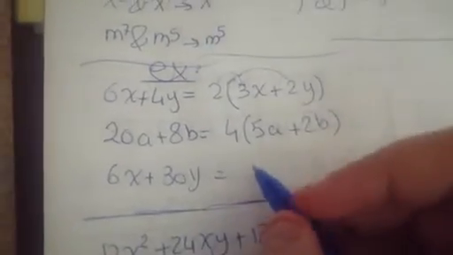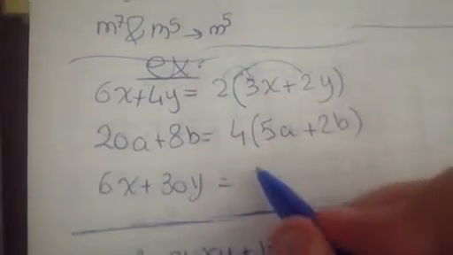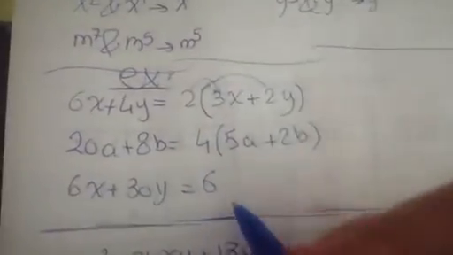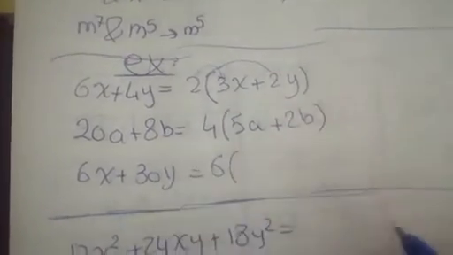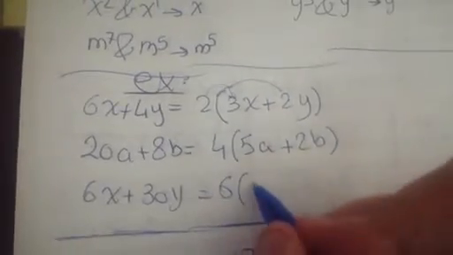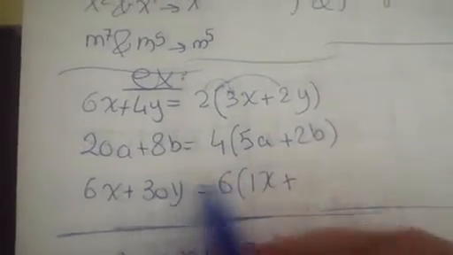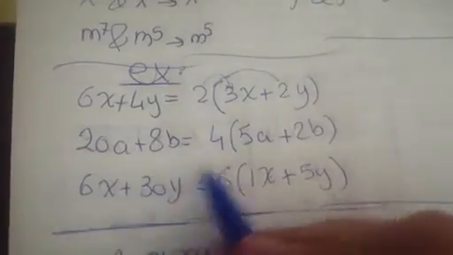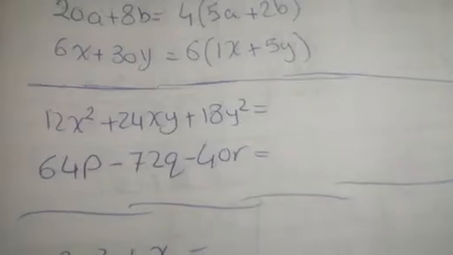The last one, 6x plus 30y. What can we take common between 6 and 30? Only 6. Maybe 3, but 6 is faster. Maybe 2 also. Can we take anything common between x and y? No, nothing, so open a bracket. Divide both by 6. So 6 divided by 6 is 1x or x, without the 1, plus 30 divided by 6 is 5y. If you're going to expand 6 by 1, 6x, 6 by 5, 30, and the y as it is.